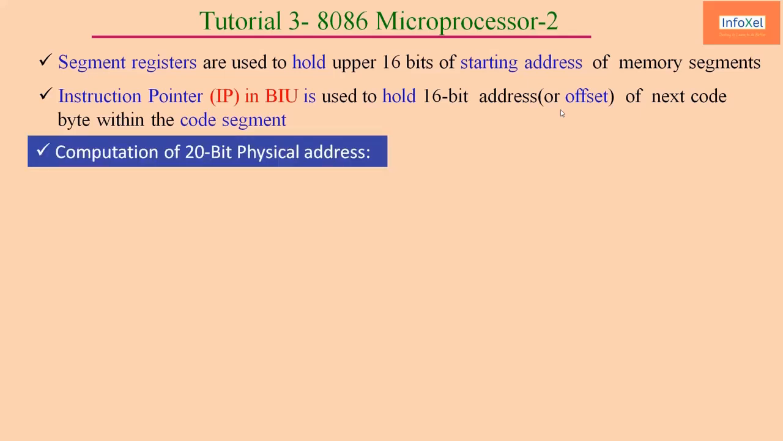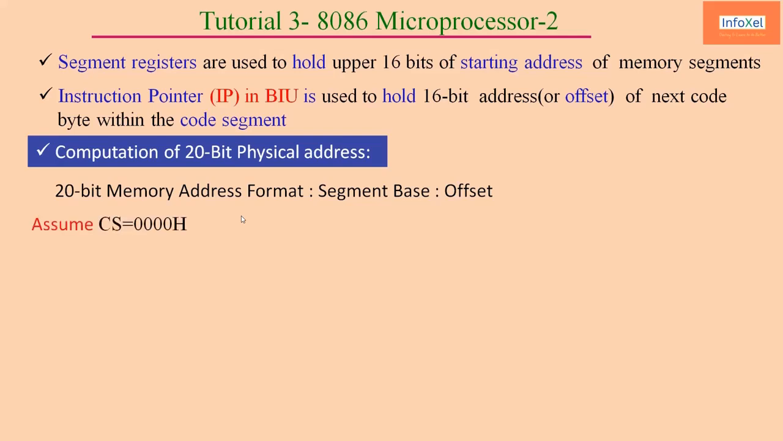Now we will discuss how to compute a 20-bit physical address. To compute a 20-bit physical address for memory, the format is segment base address and offset address. Now we will assume that the code segment register contains 4 zeros, and this is the starting address of the code segment.